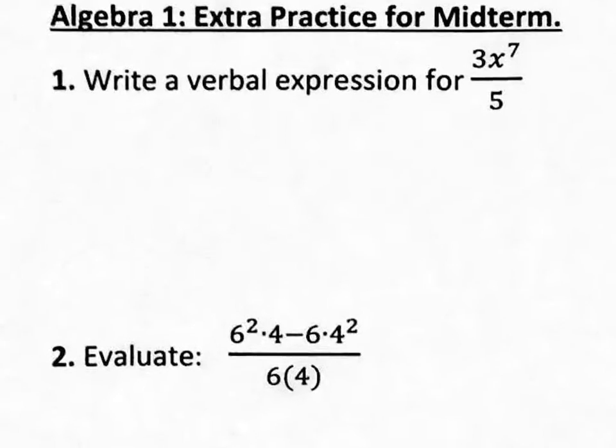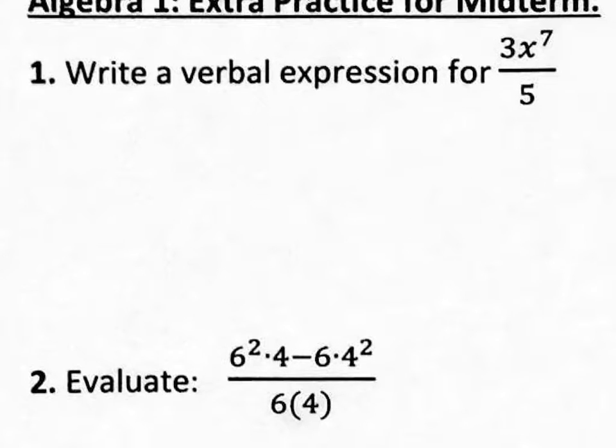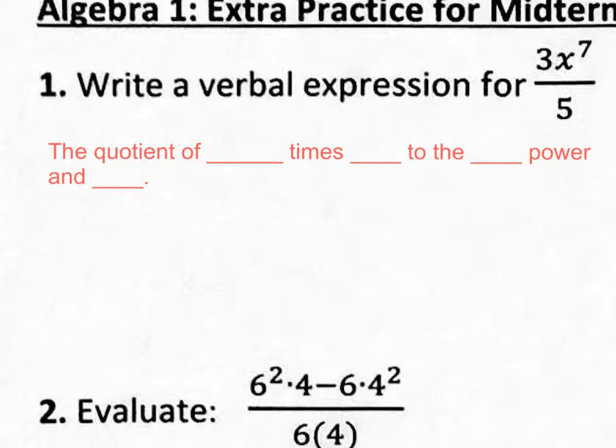Number 1 says write a verbal expression for 3x to the 7th divided by 5. So what we want to start out with is the word quotient. Okay, so we're going to say the quotient of. We start with quotient because this division bar, the fraction, is a quotient. So we're going to say the quotient of something and something, right? The quotient of this and 5. So the quotient of blank times blank. So what would that be? 3 times a number x to the 7th power and 5.